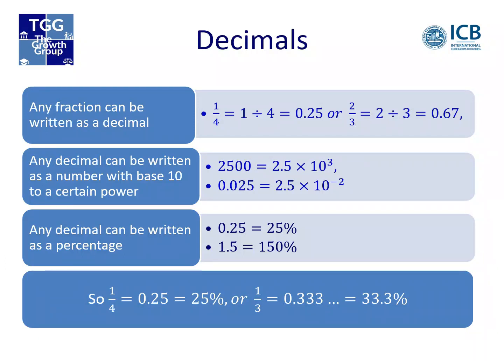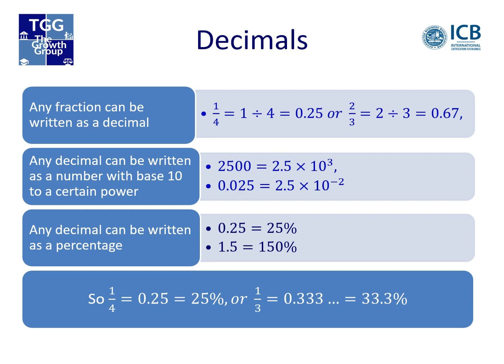Now that you understand fractions, we can have a look at the decimals. The first thing that you need to know is that any fraction can be written as a decimal. So instead of saying a quarter, we can say that's exactly the same as 1 divided by 4, because remember, any line we can write as a division sign, and that is 0.25.